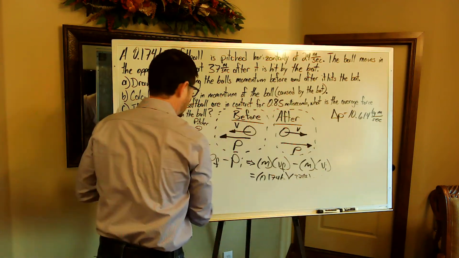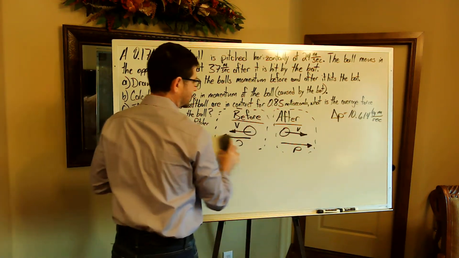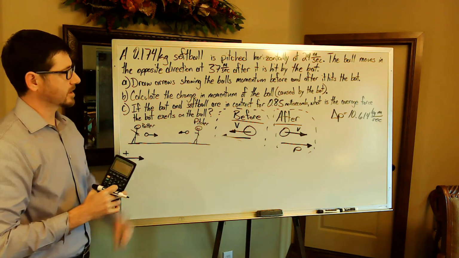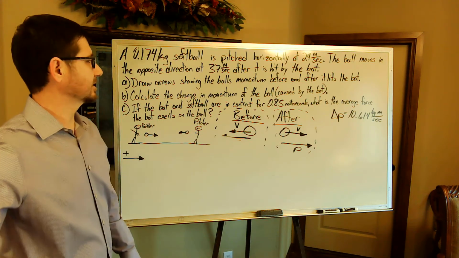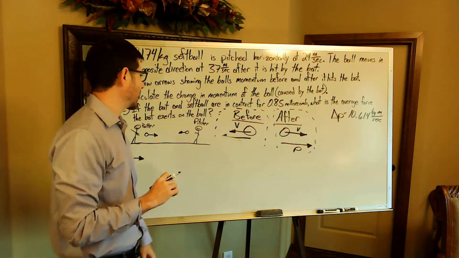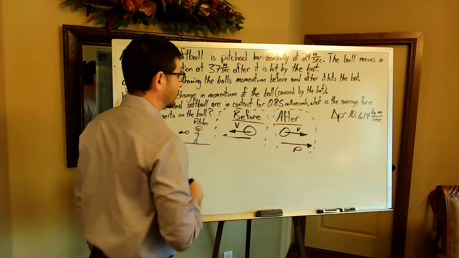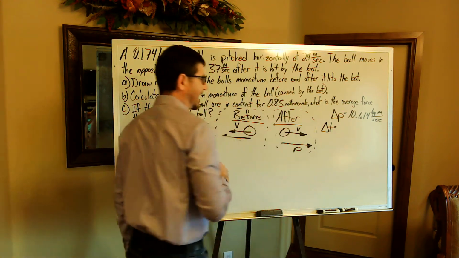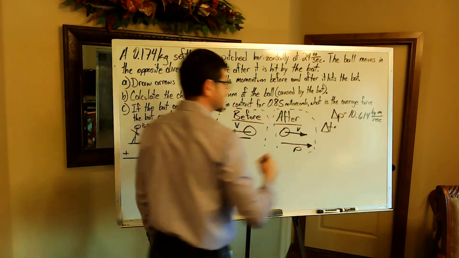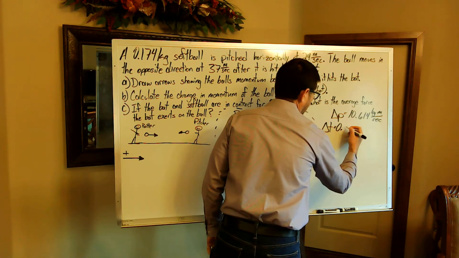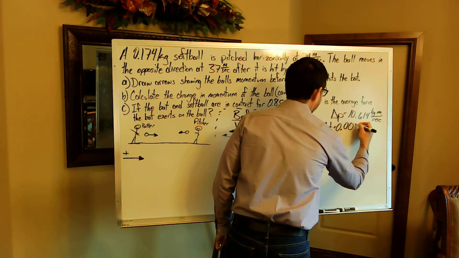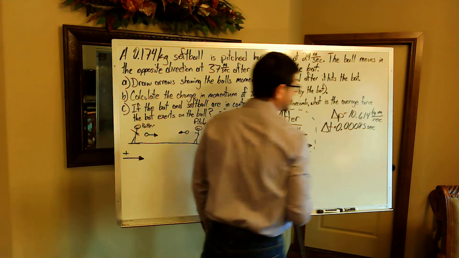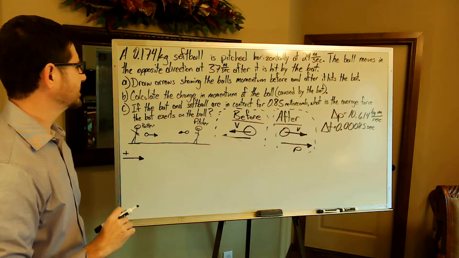Now let's take a look at part C. If the bat and the softball are in contact for 0.85 milliseconds, what is the average force the bat exerts on the ball? My time interval, or my time of contact, 0.85 milliseconds, is going to be 0.00085 seconds. And what is the average force?